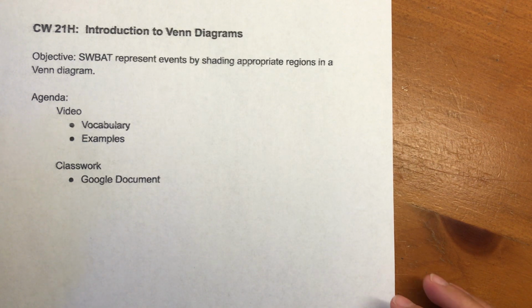Good morning, everyone. This is classwork 21 for week 9. Our objective is that students will be able to represent events by shading appropriate regions in a Venn diagram.